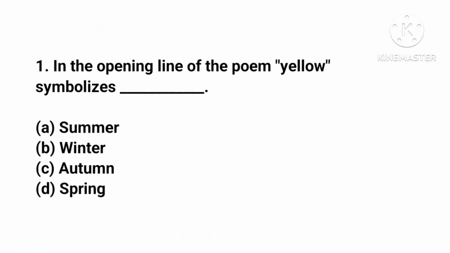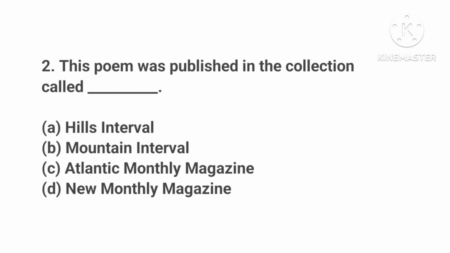So question number 1. In the opening line of the poem, yellow symbolizes dash. Option A, summer. Option B, winter. Option C, autumn. Or option D, spring. Hurry. This is very easy. Very good. It is autumn, the season of fall. So yellow symbolizes autumn.